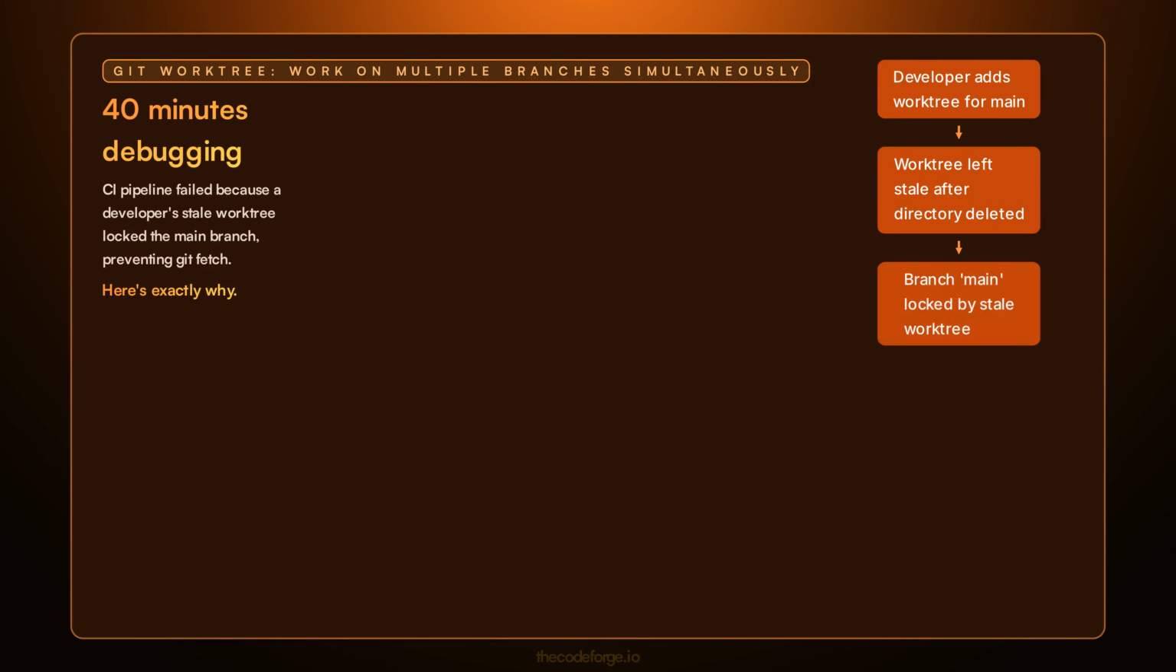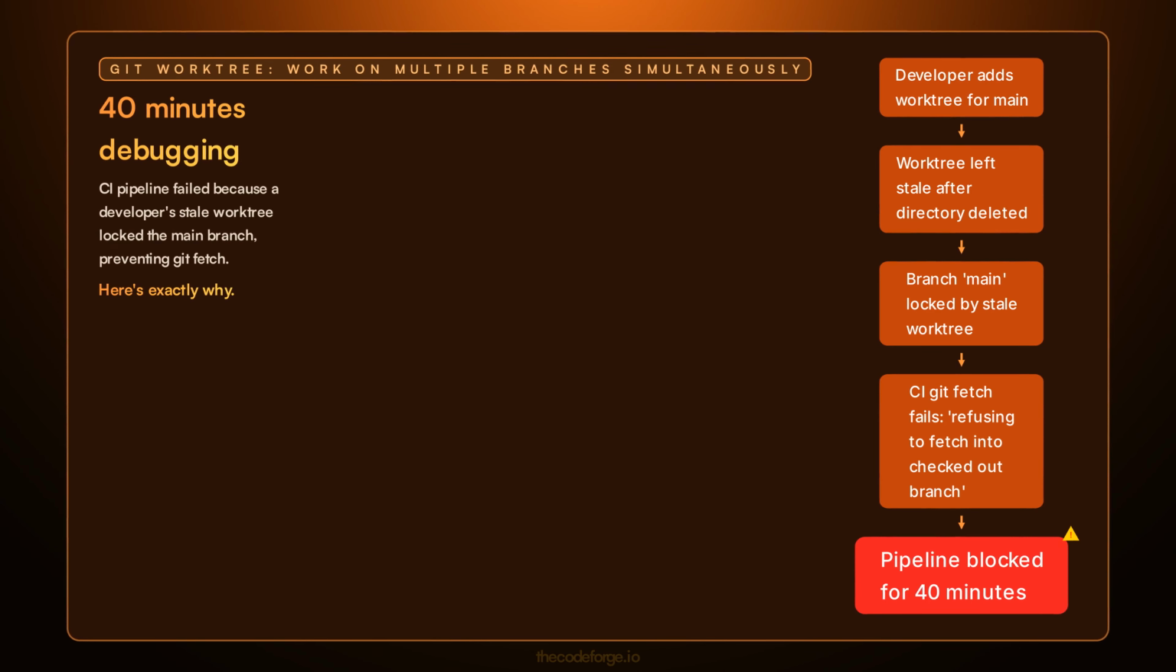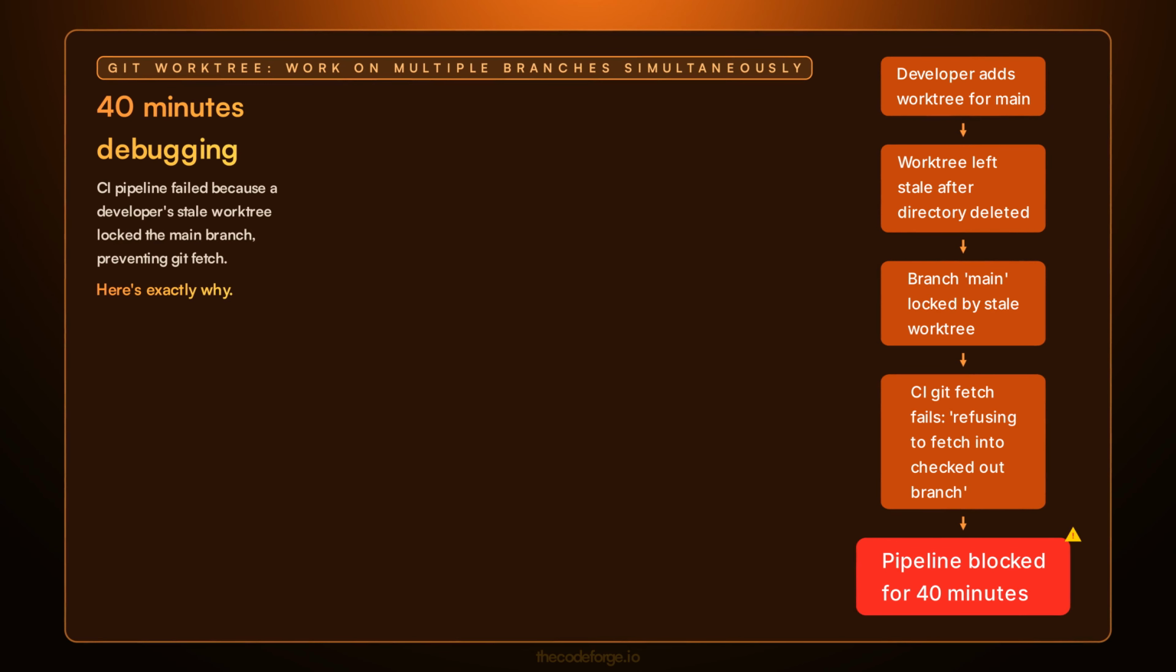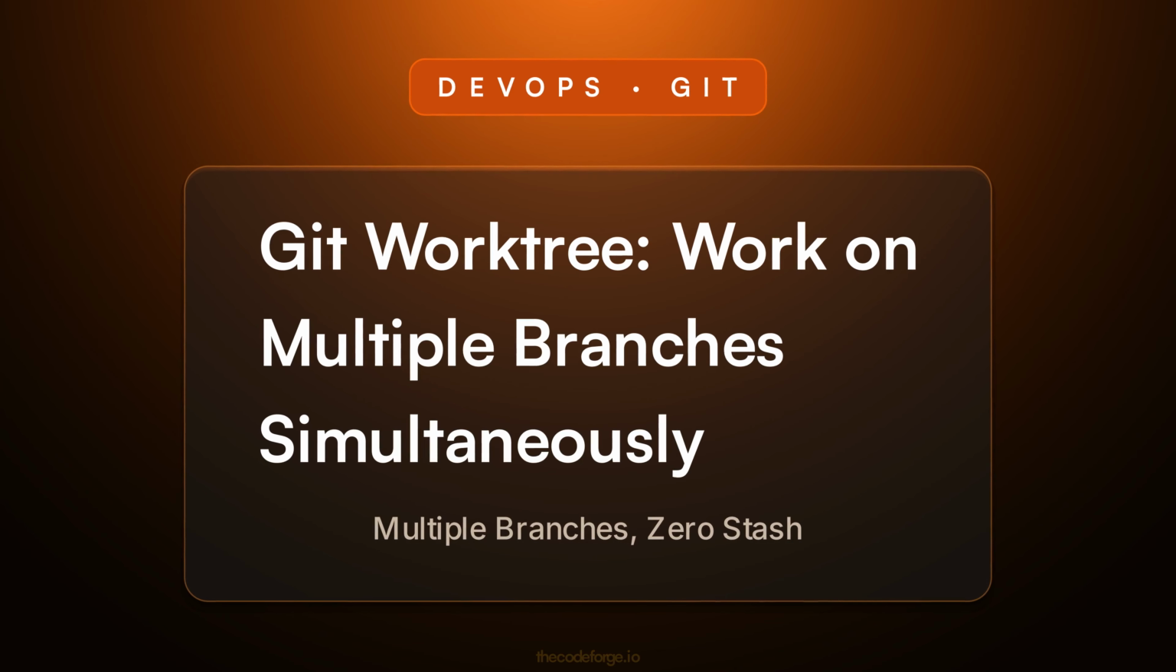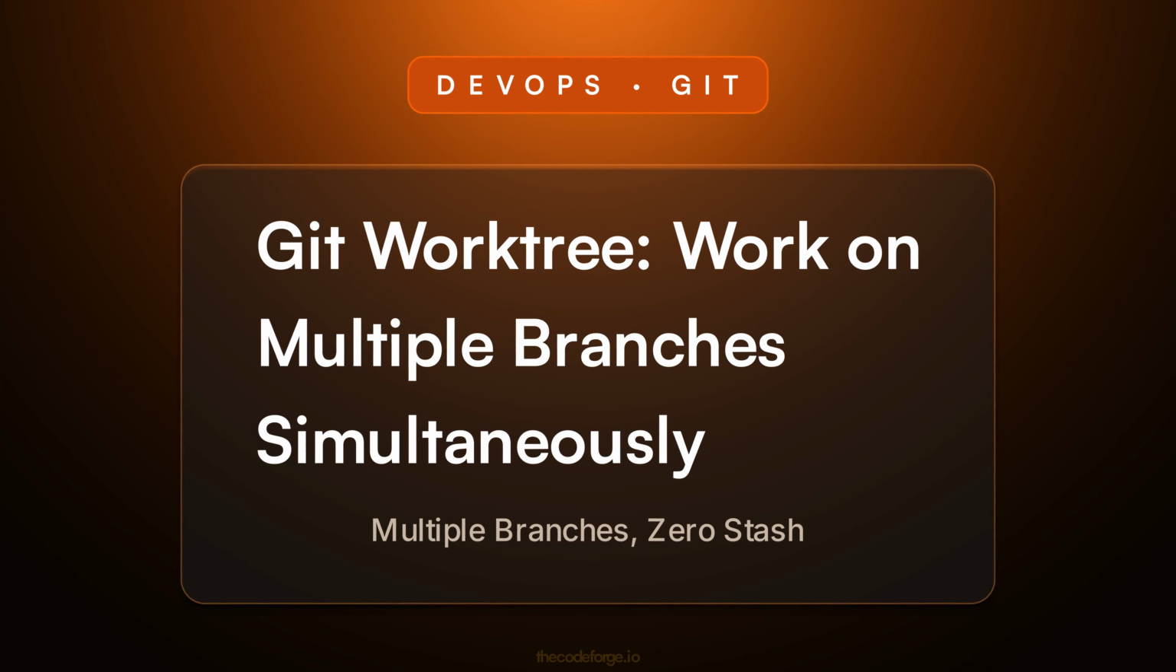A CI pipeline mysteriously failed for 40 minutes. The culprit? A stale Git Worktree locking the main branch on a developer's machine. Let's break down Git Worktree: work on multiple branches simultaneously, how it works, and the exact mistake behind that failure.